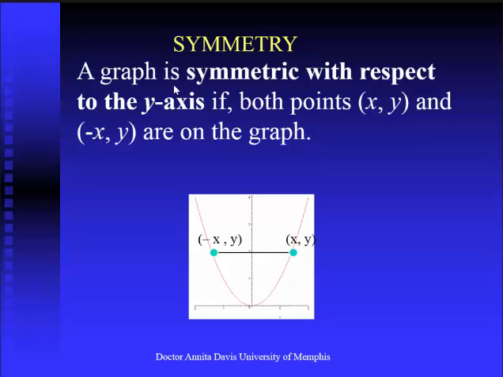We say a graph is symmetric with respect to the y-axis if both points (x, y) and (negative x, y) are on the graph. Here is an example. This is the parabola y equals x squared. Notice that the points (x, y) and (negative x, y) are on the graph of y equals x squared. Notice also that the line that joins these two points is horizontal. It's parallel to the x-axis.